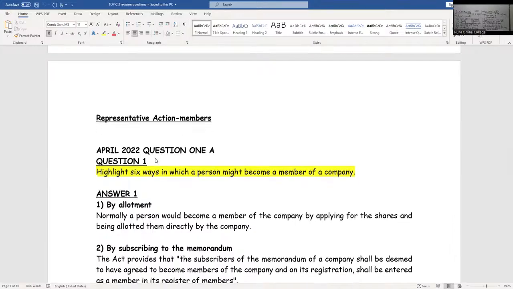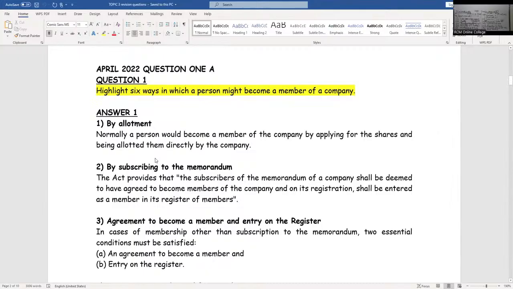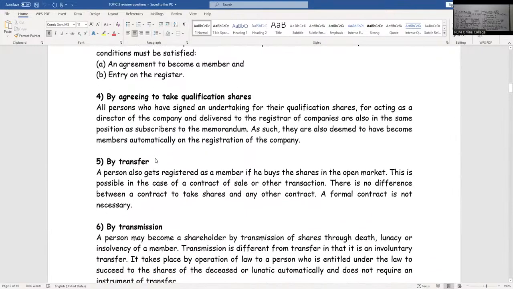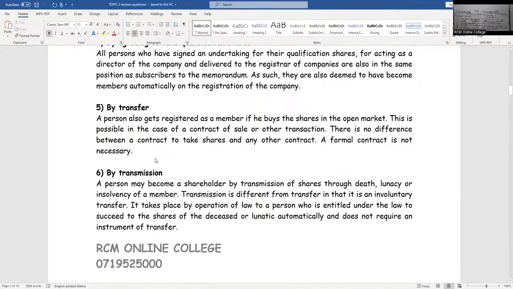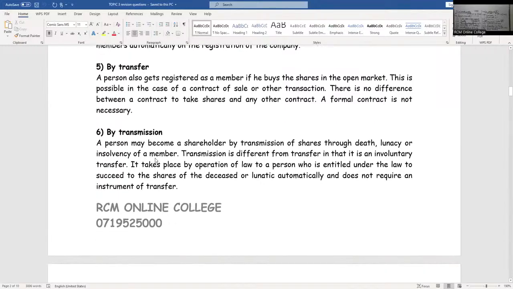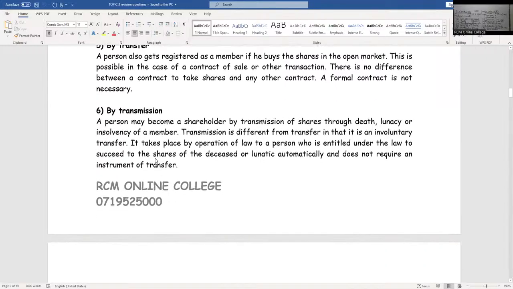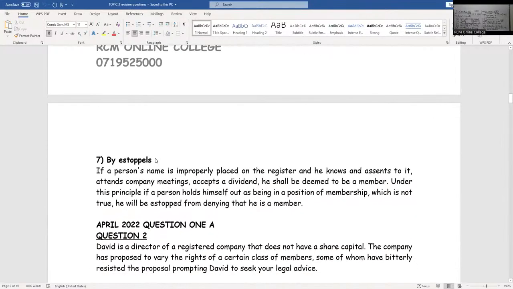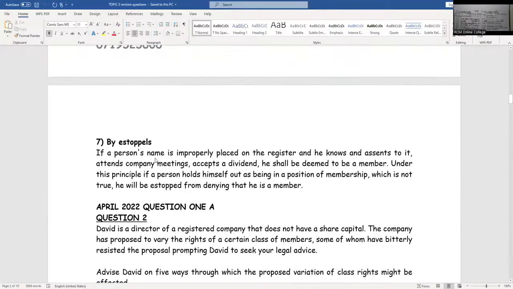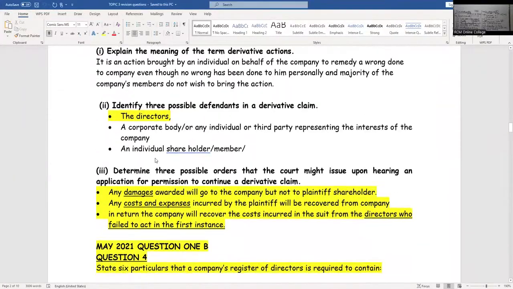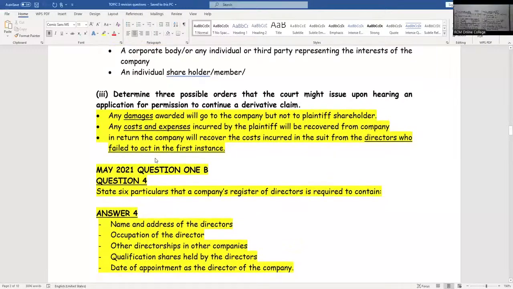So we just looked at it a while ago: by allotment, subscribing to the memorandum, agreeing to become a member and your name is eventually entered on the register, agreeing to take up qualification shares, like Lena, who we said very soon will be a director at Safaricom. She'll be called upon to take up some shares. Through transfer, where we have 2 parties, transferor and transferee, transmission in case of death, insanity, or bankruptcy. Lunacy is the same as insanity. Through the doctrine of estoppel. Also cessation, they really like it. I don't know that I'll see one here, because these others we haven't covered, so let's not start confusing ourselves with things we haven't covered.